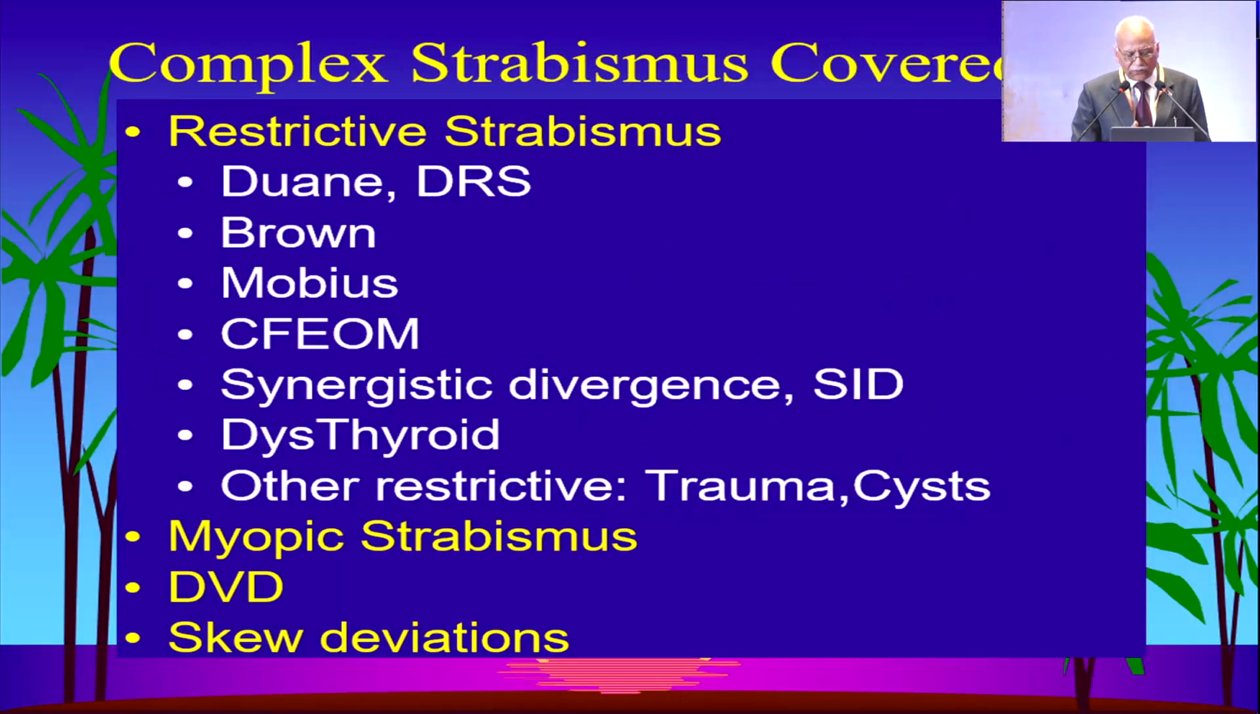So I think what we have covered is these complex cases: Duane's, Brown's, Mobius, congenital fibrosis of extraocular muscles, synergistic divergence, dysthyroid problems, trauma and cysts, myopic, DVDs, and skew deviations.